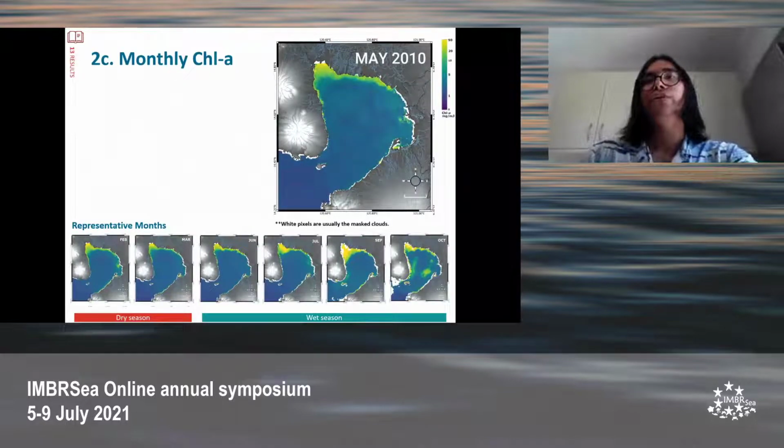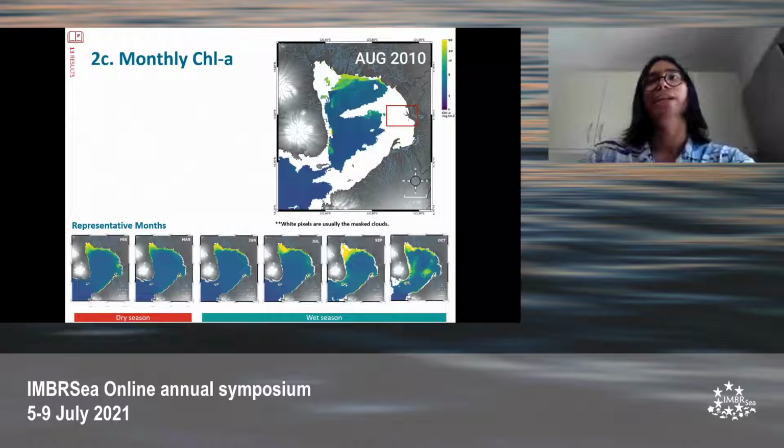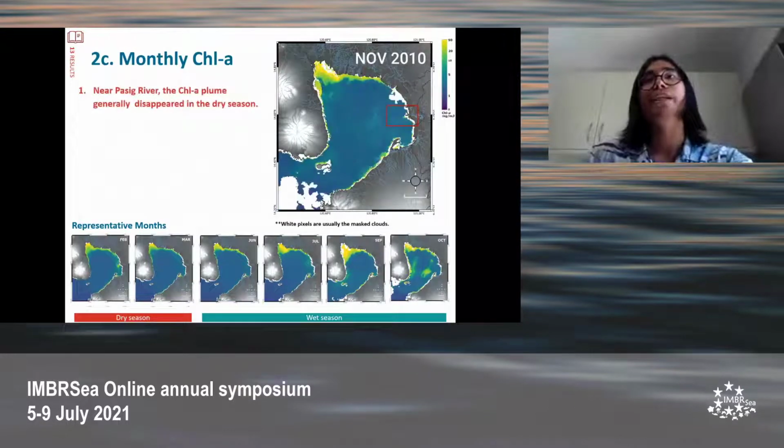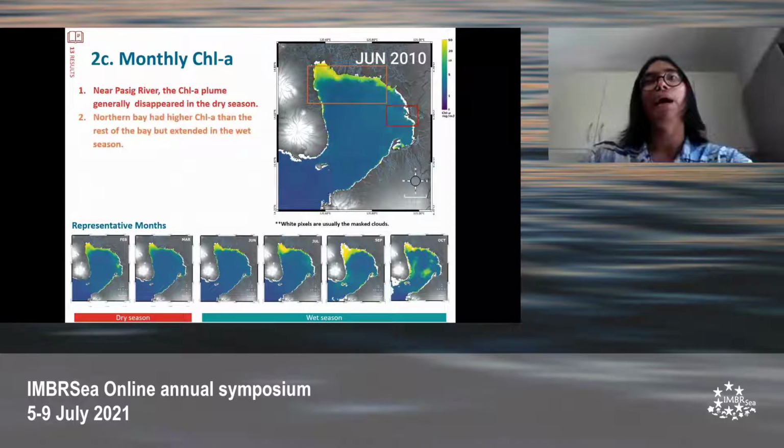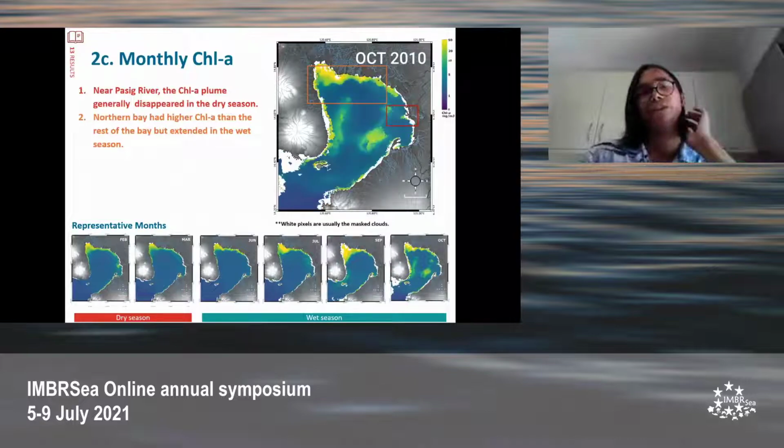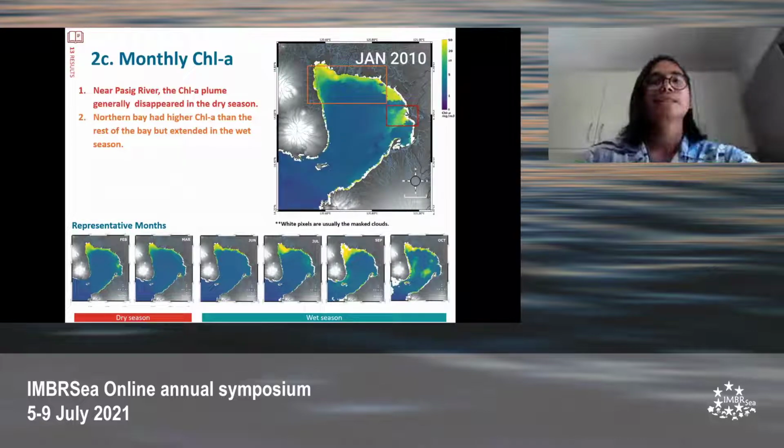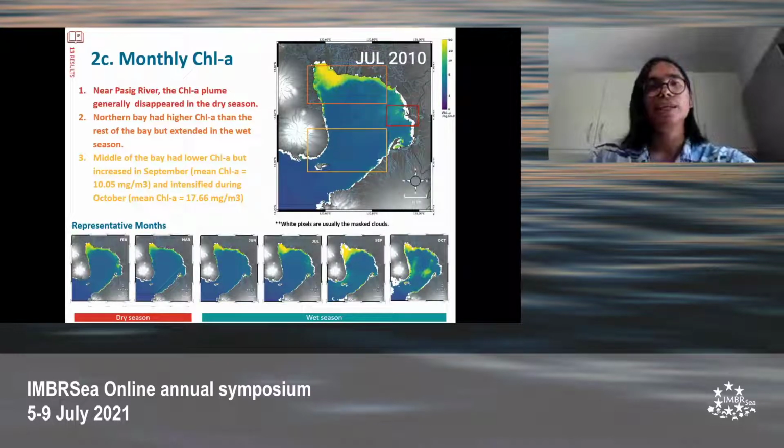If we focus on the red box in here, we can see that the chlorophyll A plume generally disappeared in the dry season. And also, if we move back to the northern part, we can see that the rest of the bay had higher chlorophyll A concentration, and then it even extended, especially during the wet season. And lastly, the middle portion of the bay, we notice its intensification in the wet season, especially in September and October.